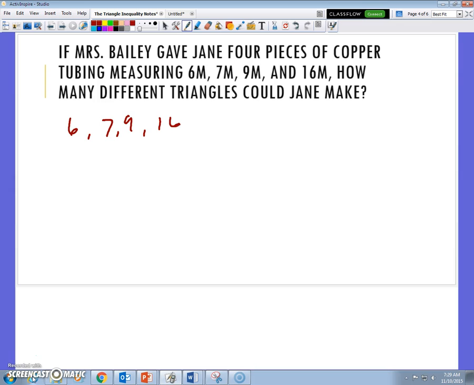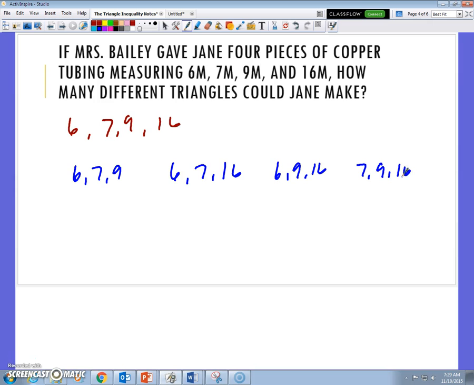We have several different ways we can make a triangle. Now we only need 3 of the 4 to make the triangle. So let's take a look here. We could do 6, 7, and 9. We could do 6, 7, and 16. We could do 6, 9, and 16. Or we could do 6, 7, 9, and 16.